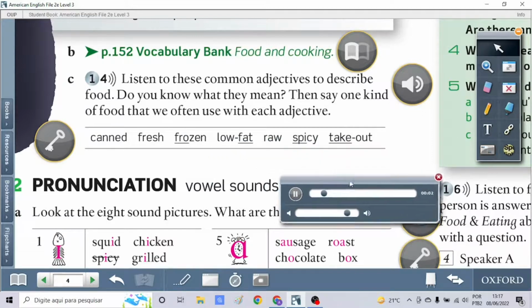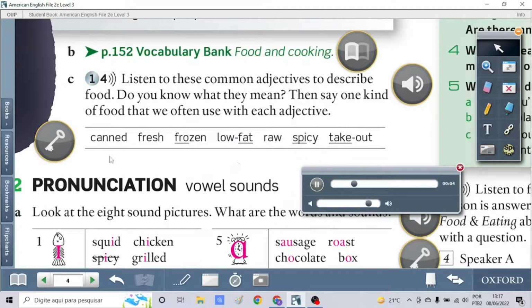1.4. Canned. Fresh. Frozen. Low fat. Raw. Spicy. Takeout.